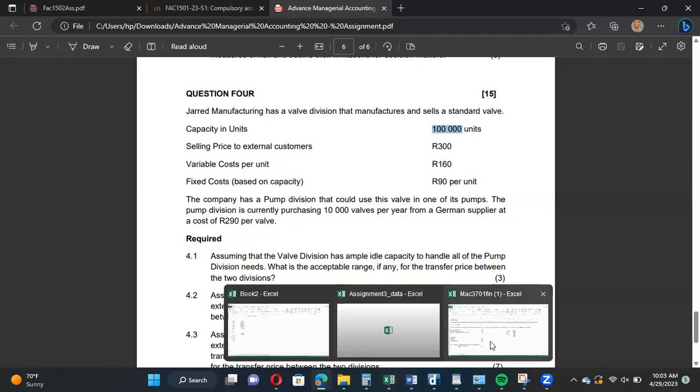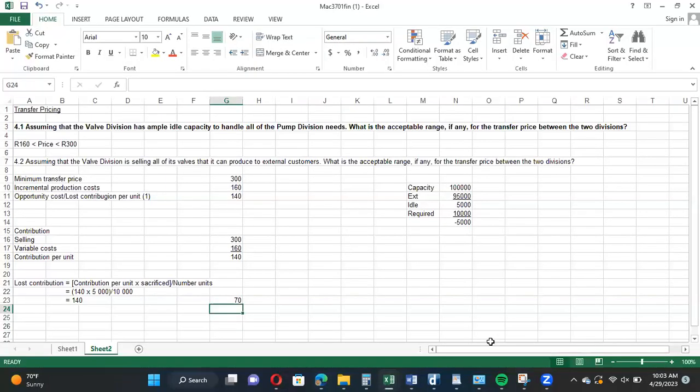So consider a situation where their capacity is still 100,000 but they only have customers for 95,000. The other 5,000 is idle, so we can make use of it. There is no sacrifice required there. The only sacrifice becomes 5,000. Then that's where that 10,000 changed to 5,000. Those are the circumstances.